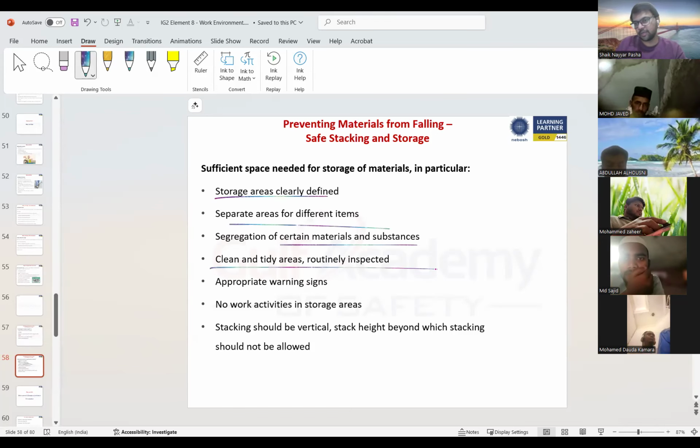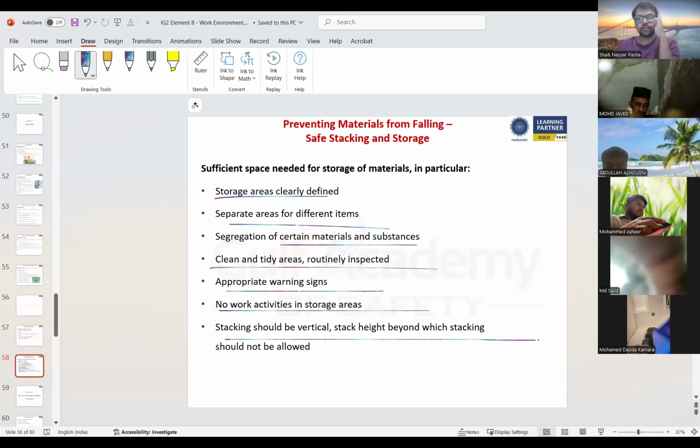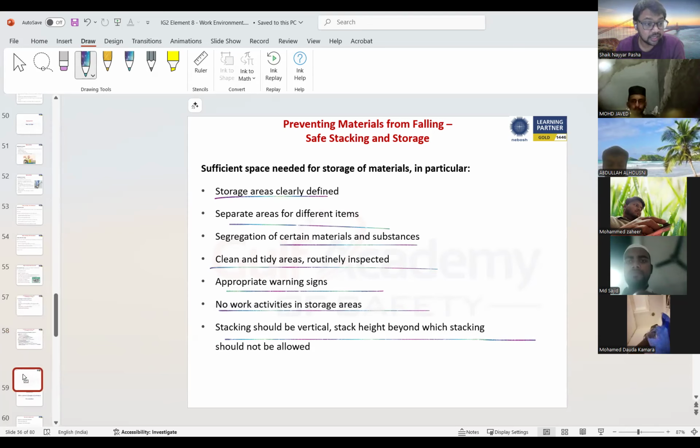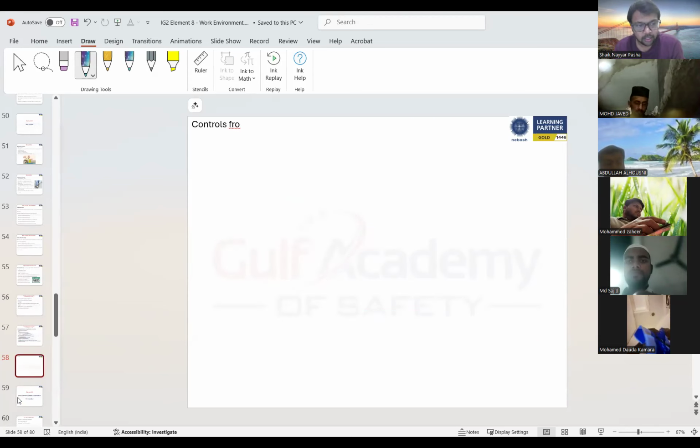And the storeroom should be clearly maintained, with warning signs and no work activities. All the stacks you're using should be vertical. They should not be in a zigzag way. Why? Because if it is in a zigzag way, there is a possibility that the stacks could collapse. So that is about good housekeeping as well.